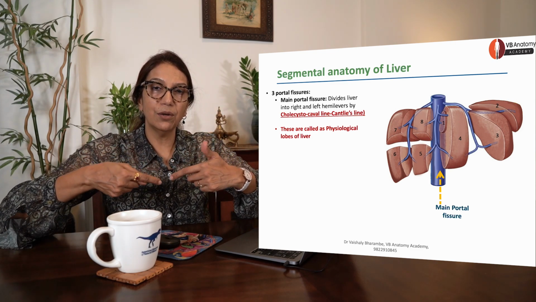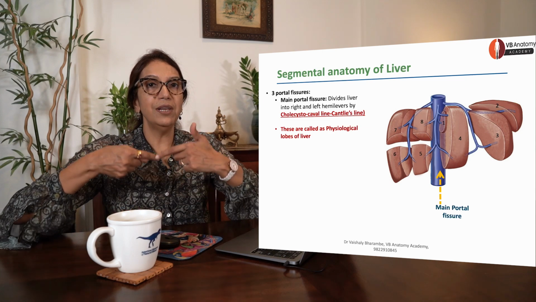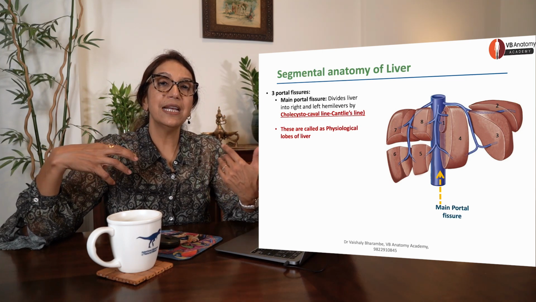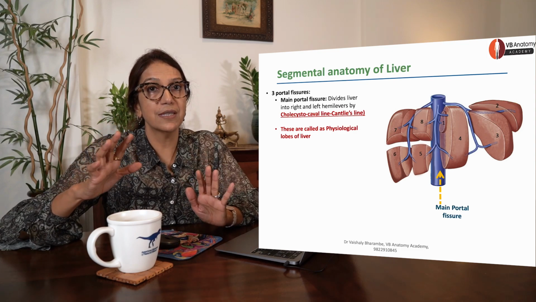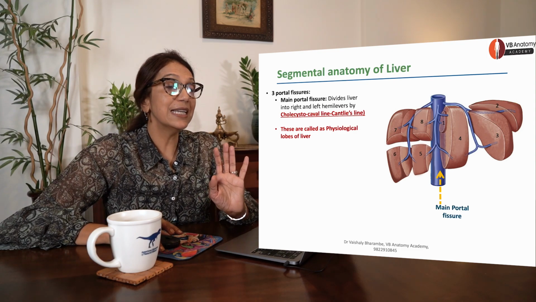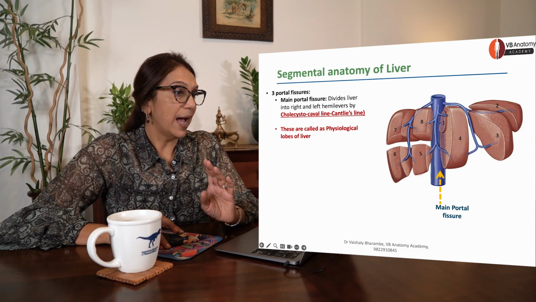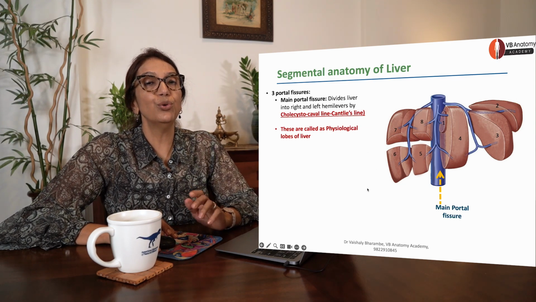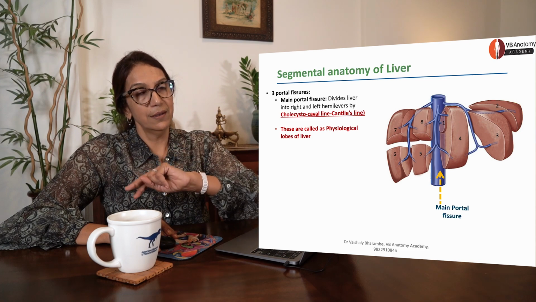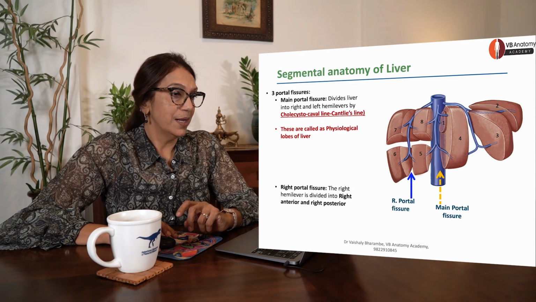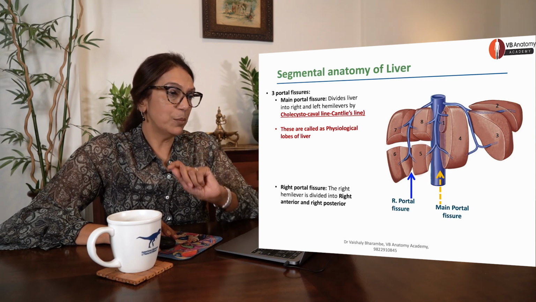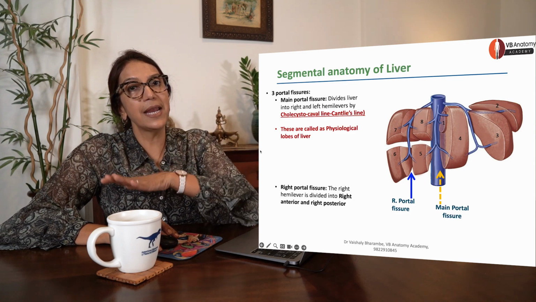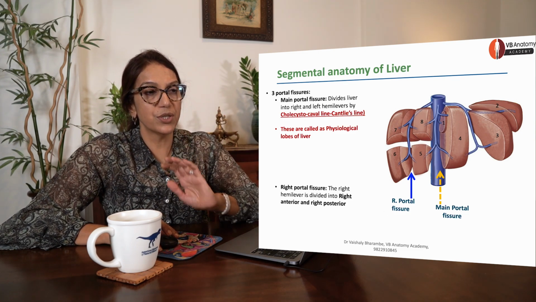Draw a line joining the gallbladder notch to the inferior vena cava, you'll be able to divide your liver into right and left almost equal halves. This line is also called the Cantlie line. And this line is actually helping to divide your liver into two physiological lobes, right lobe and the left lobe. On the right side, there is one more fissure, the right portal fissure, which helps to divide this right lobe into anterior and posterior.